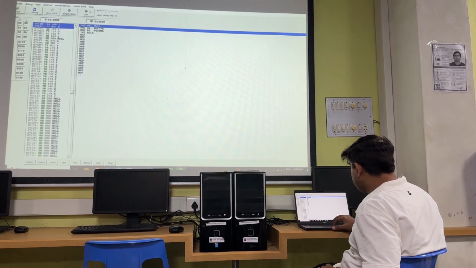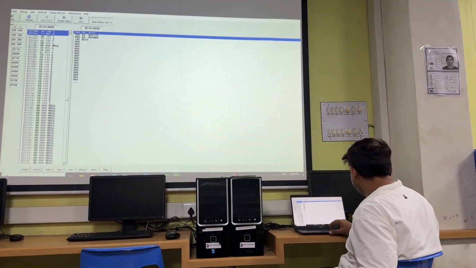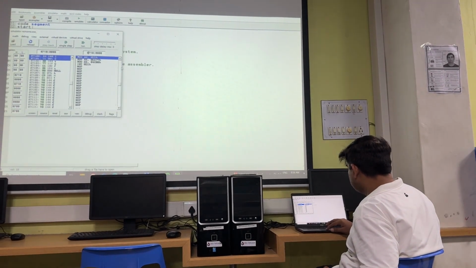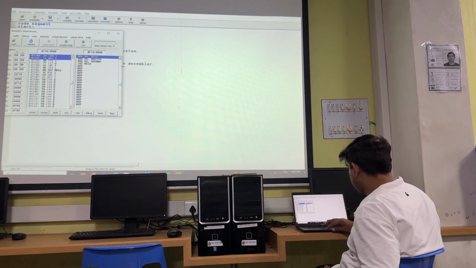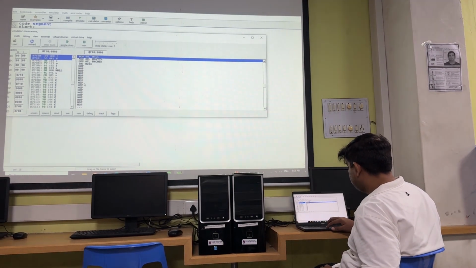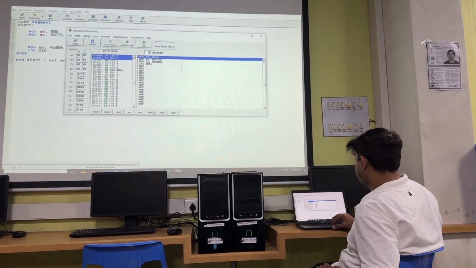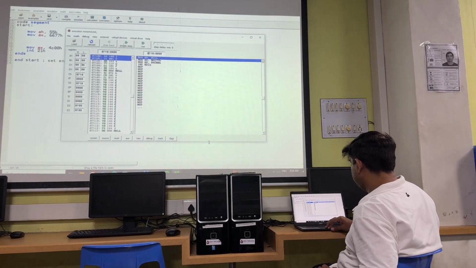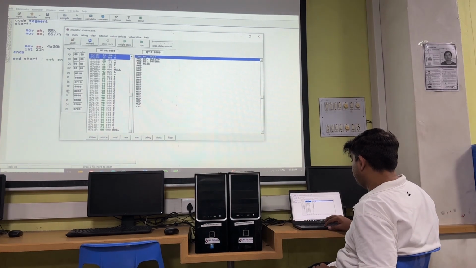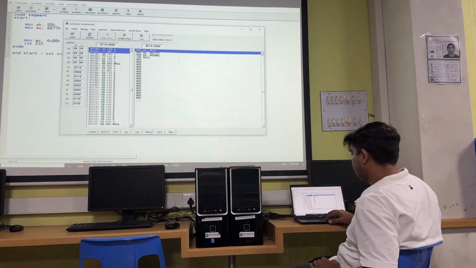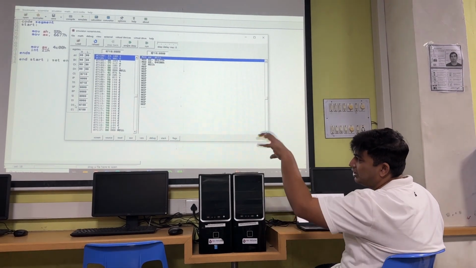Now, because of some reason, you are not able to see it fully. So, let me make it like this. I think now you can see. So, here are all your segment registers. This is your microprocessor, containing these registers.